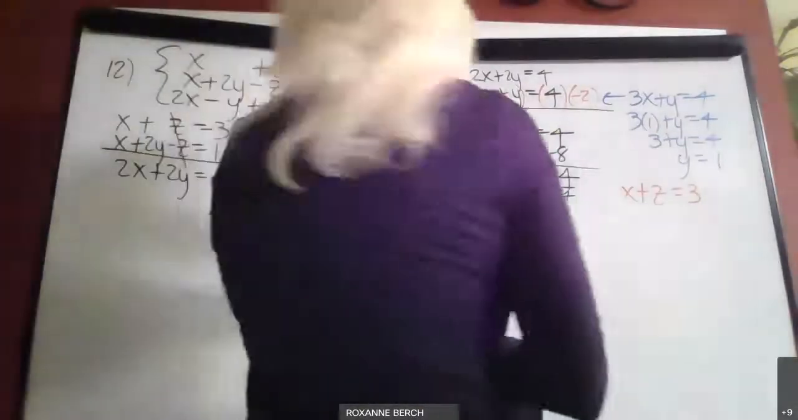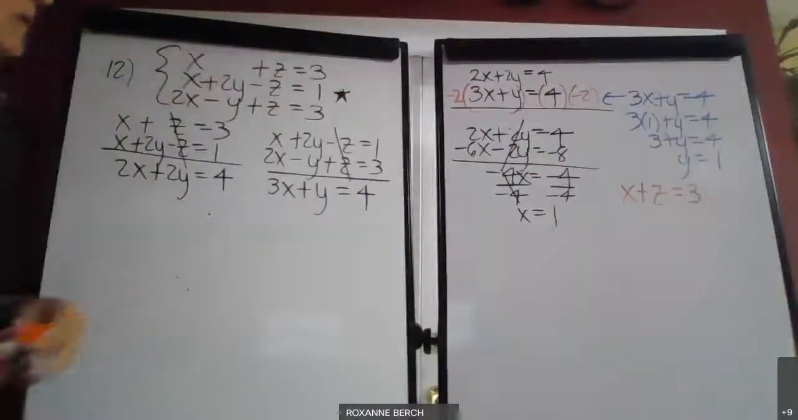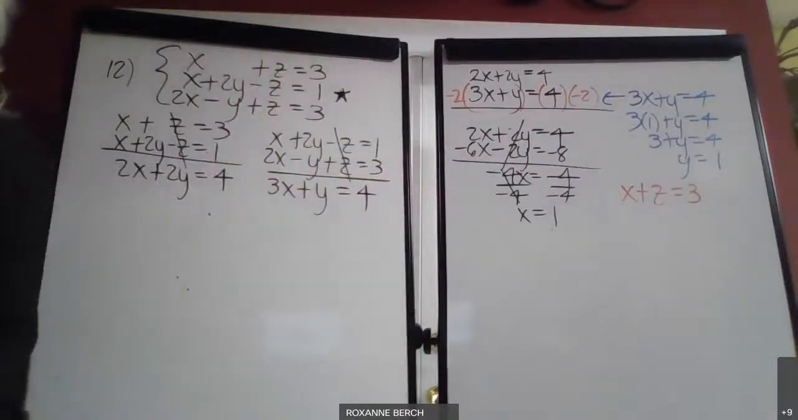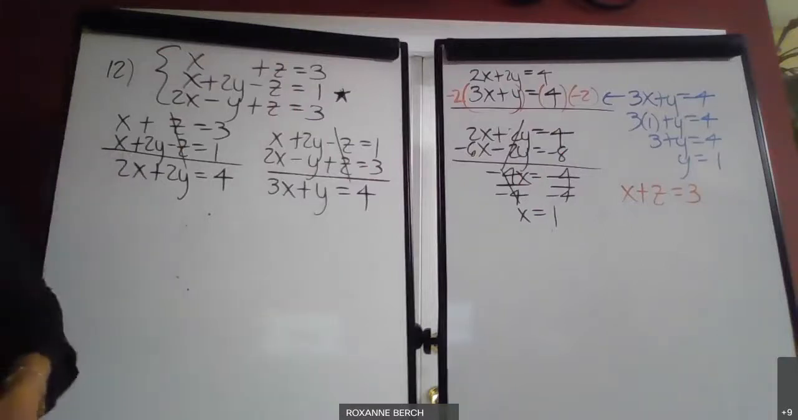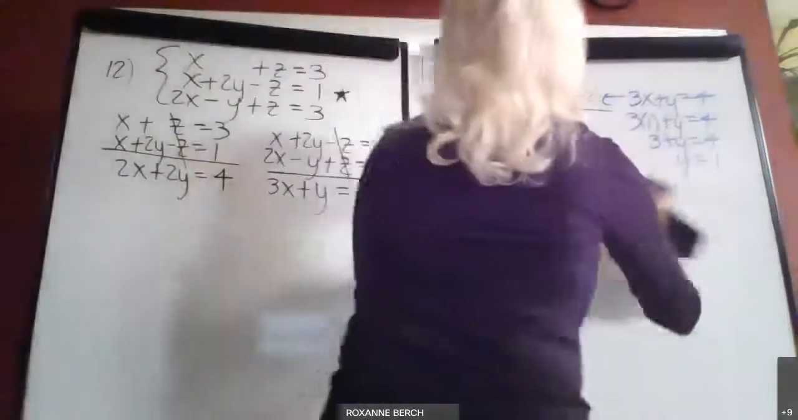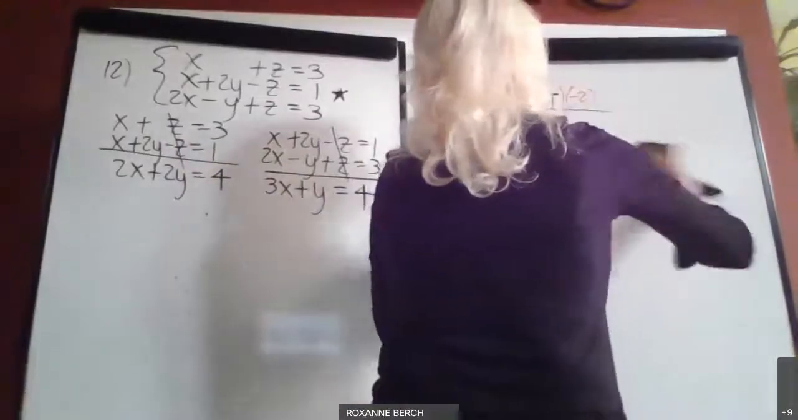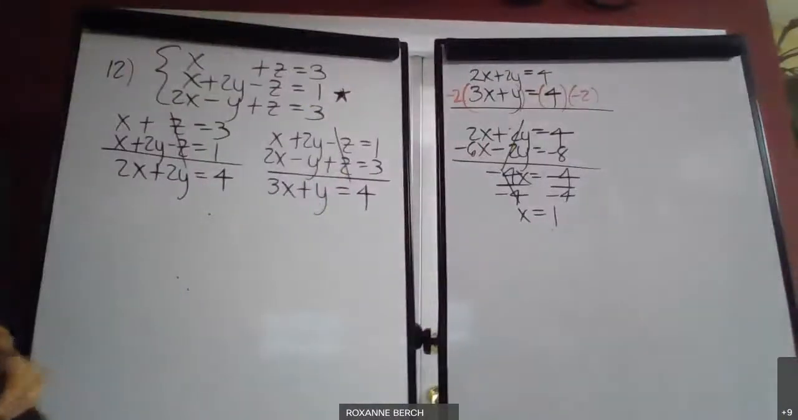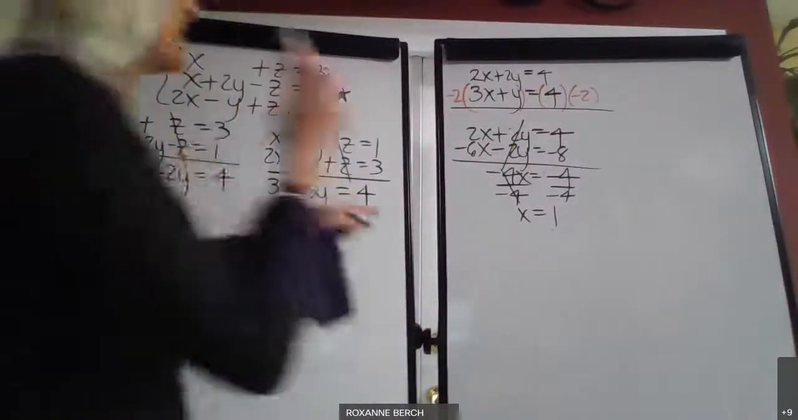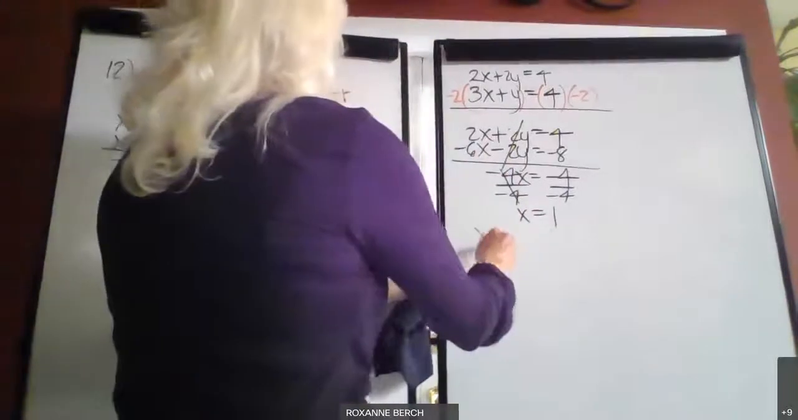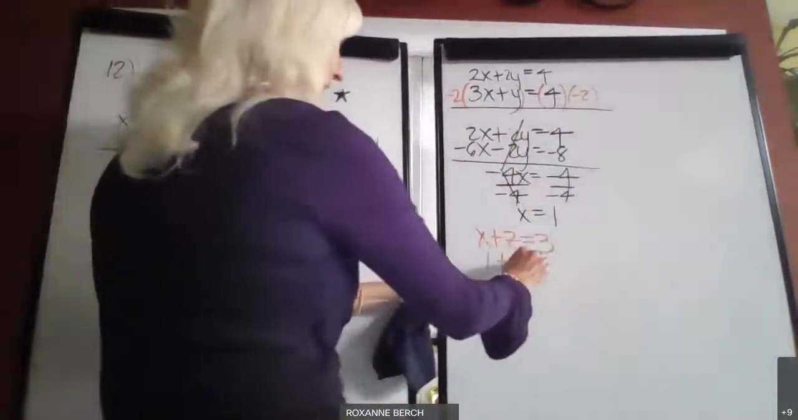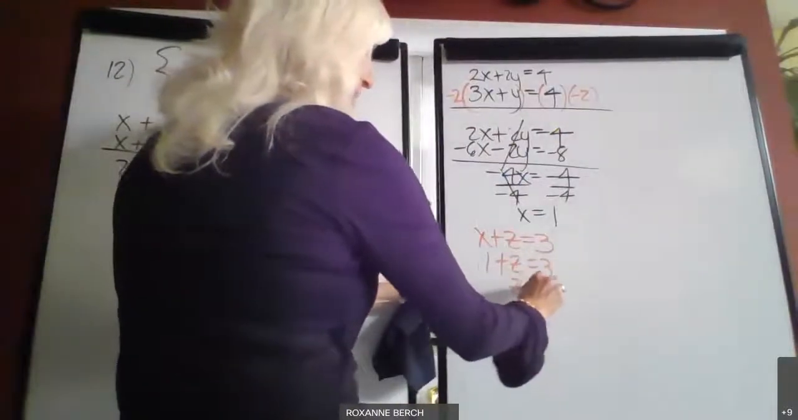We know that x is 1. Oh, you know what we could have done? Once we found x is equal to 1, we could have plugged it in. So let me show you. There's a lot of different things you could do, but let me show you what you could have done. You could have plugged that x into the top one. So if you plugged it into the top one, you got x plus z equals 3. We know x is 1, and you can find z. So z is equal to 2.